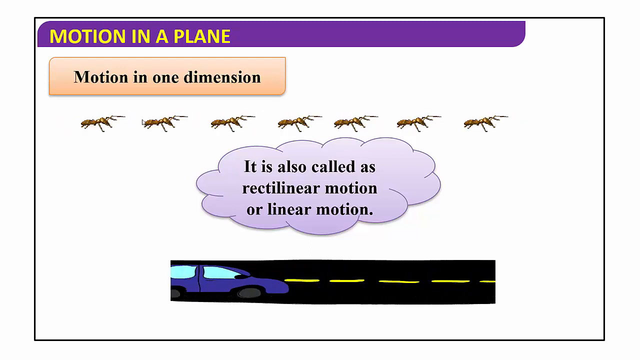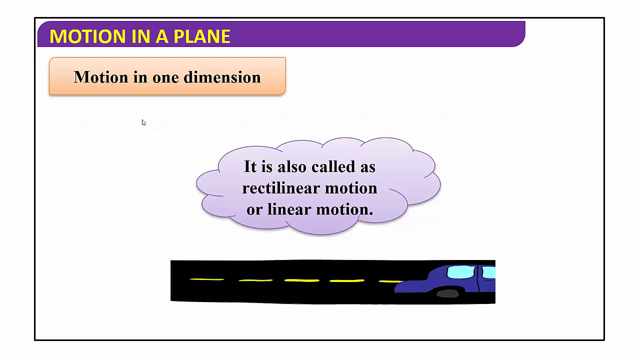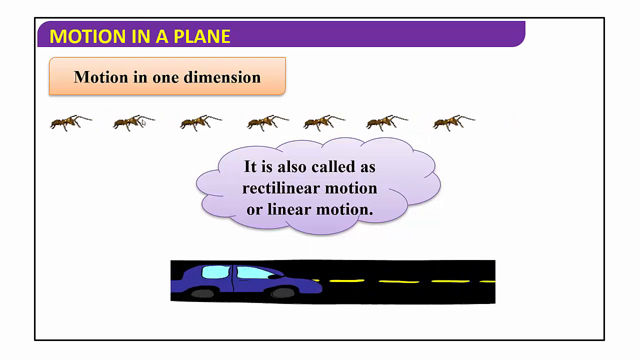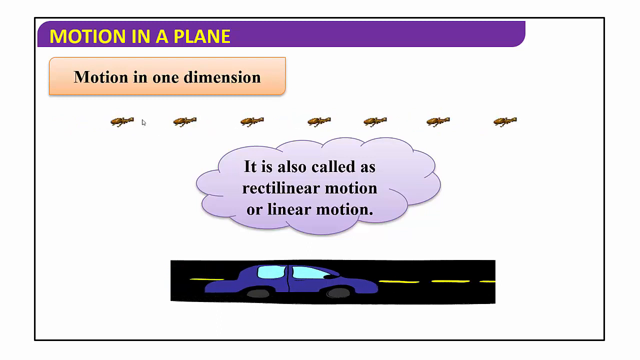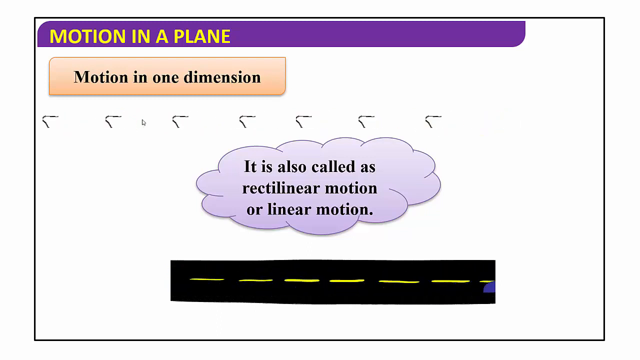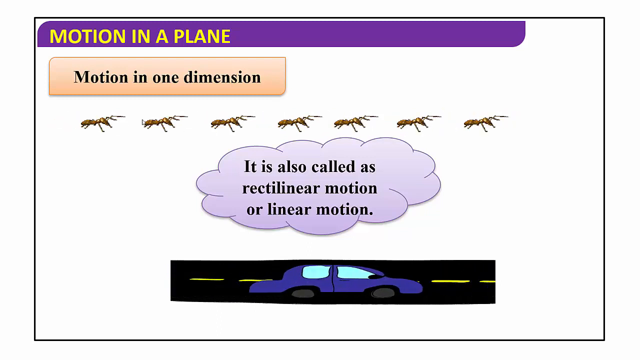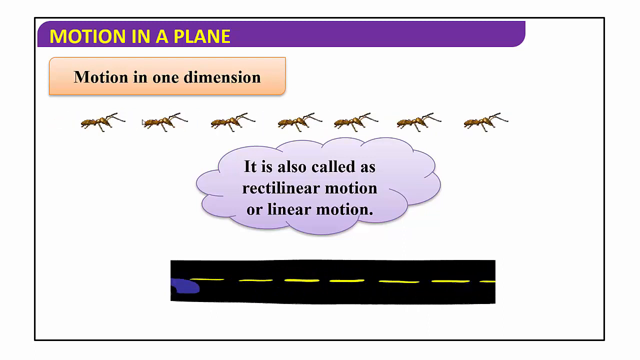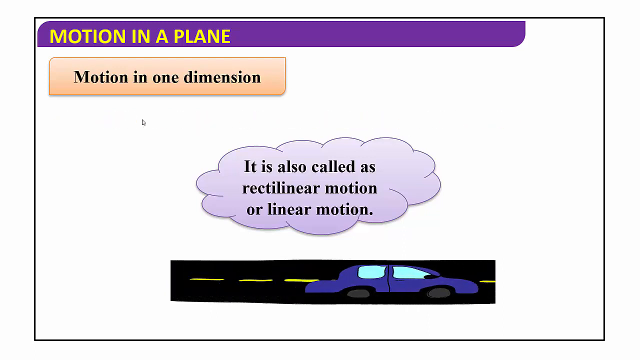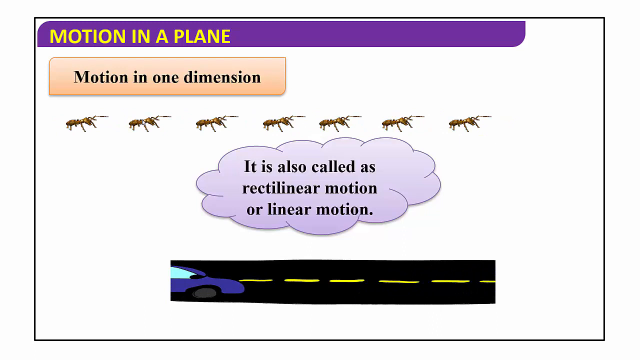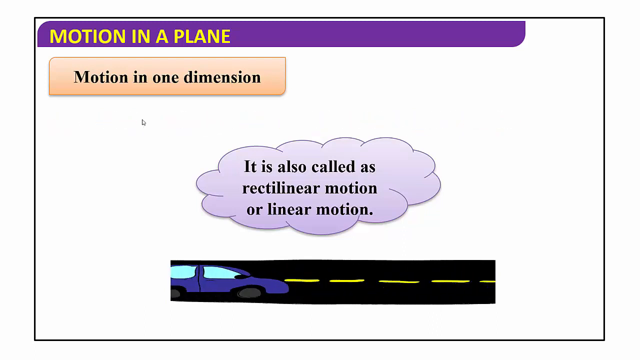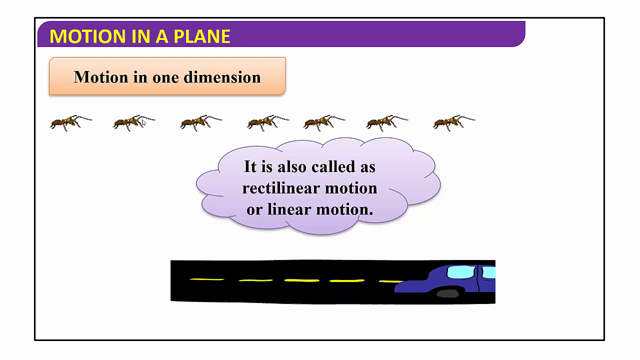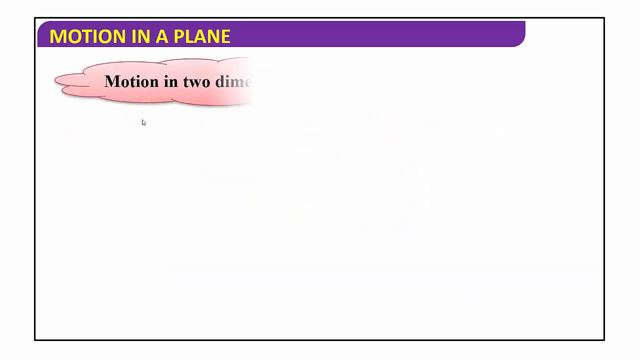It has straight line motion or linear motion, or we can also call it rectilinear motion. Rectilinear motion means the object is moving along a straight line. Observe, the car is moving along a straight line. Now we can say that this motion is in one dimension. Only one axis we have to consider. So this is called rectilinear motion or linear motion.